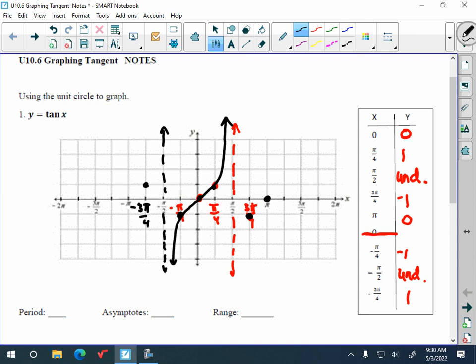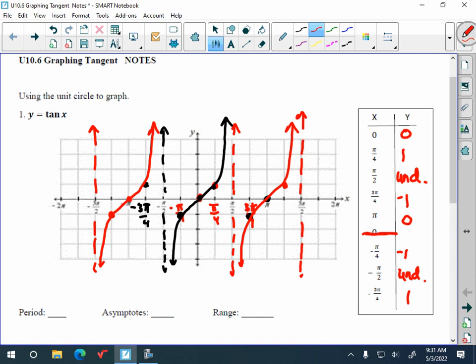So this is what a tangent graph looks like. It's similar to the cubic that we did last semester, y equals x to the third. So it goes up on the right, down on the left. And then this goes on forever with the same pattern, so we can continue. Every pi over 2 creates an asymptote. Go left also. Again, this goes on forever.